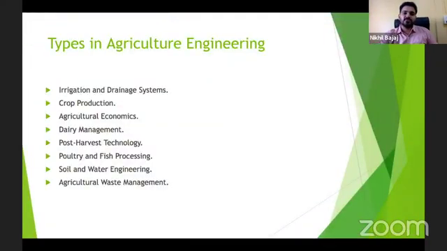Now, there are various types of agriculture engineering. We can see here irrigation and drainage systems, crop production, agricultural economics, then there is dairy management, and also the post-harvest technologies that we learn in agriculture engineering. The agricultural waste management system is the main thing which should be focused on in the current situation. So we'll discuss a few of the types.